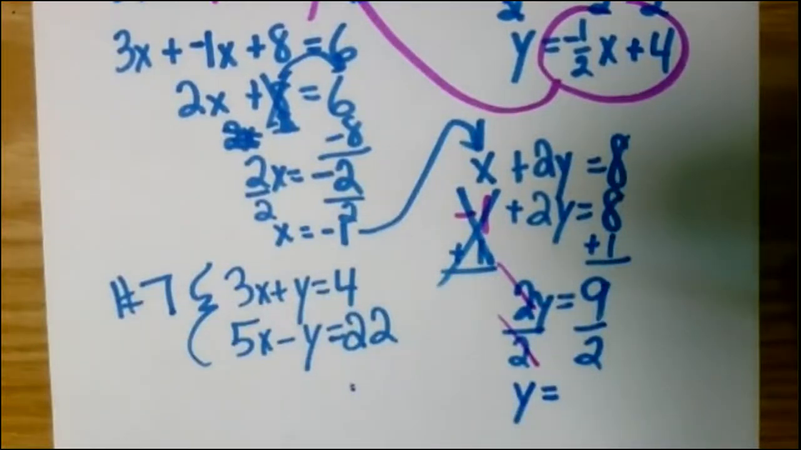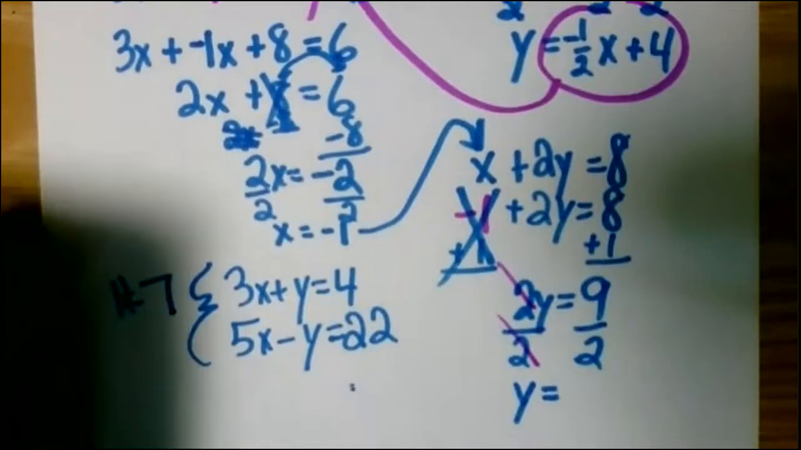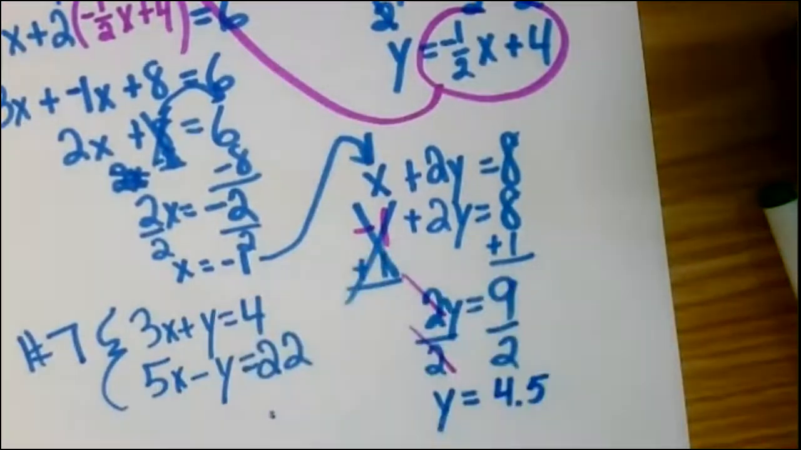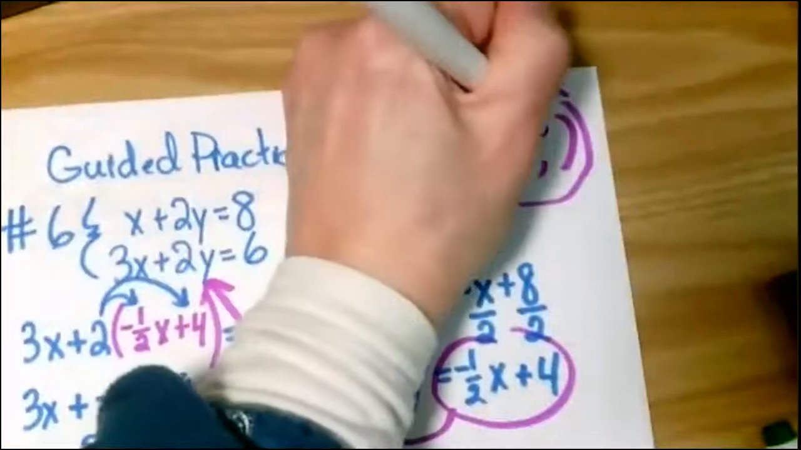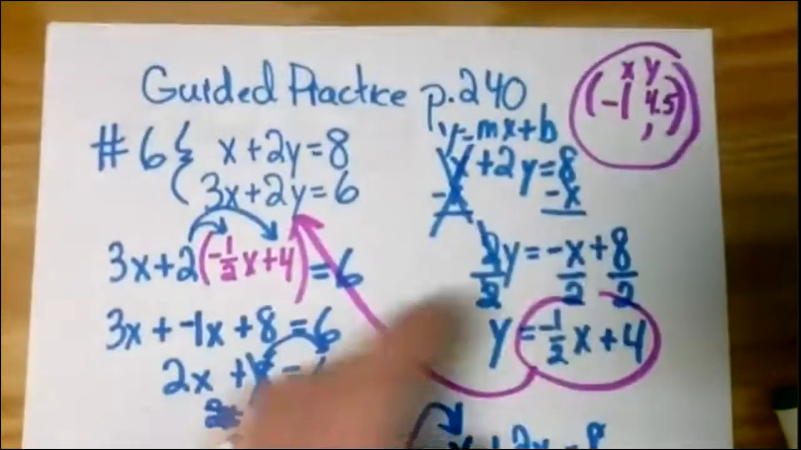So what is 9 divided by 2? Well, we can leave it like that, or we can make it a decimal. If I wanted to make it a decimal, 9 divided by 2 would give me 4.5. I'm going to say 4.5, and I'm going to put that back into my solution up here: negative 1, 4.5.